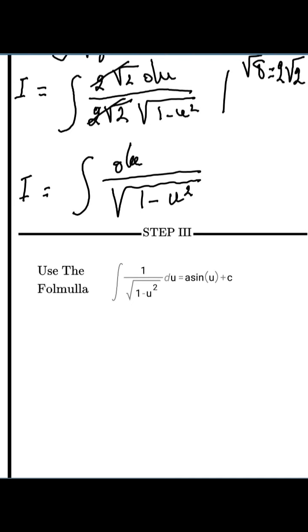Now that we have an integral that's easy to apply the formula to, we will apply that formula that will give us arc sine, and so I would become equal to simply arc sine of u plus the constant c.